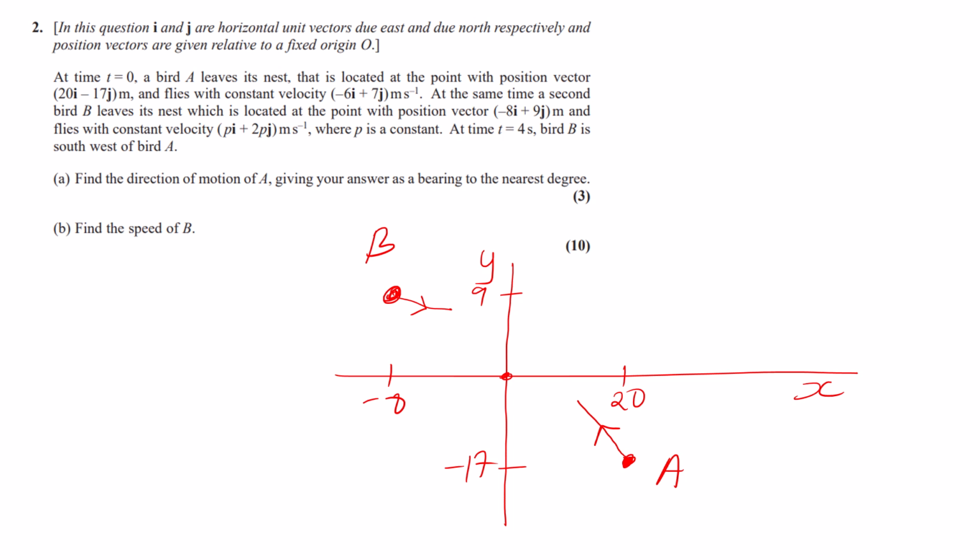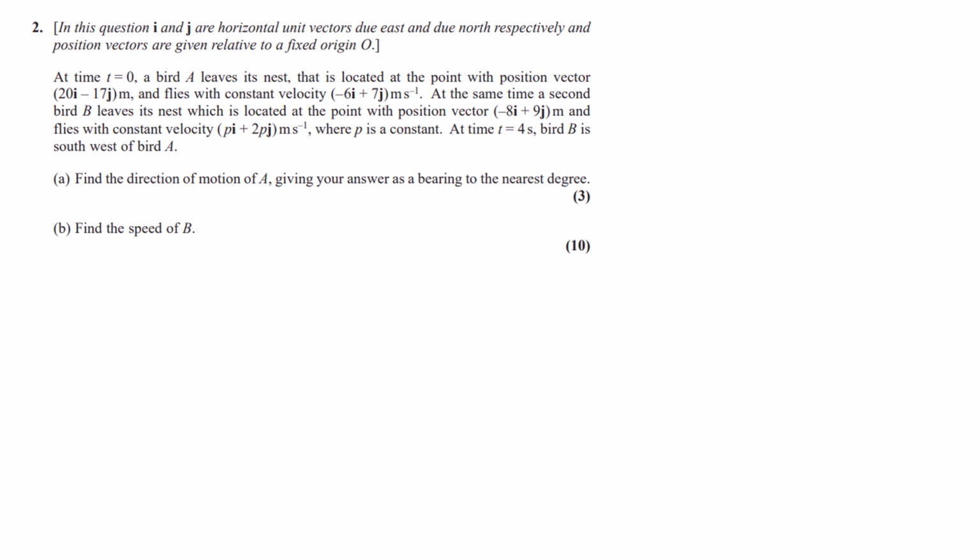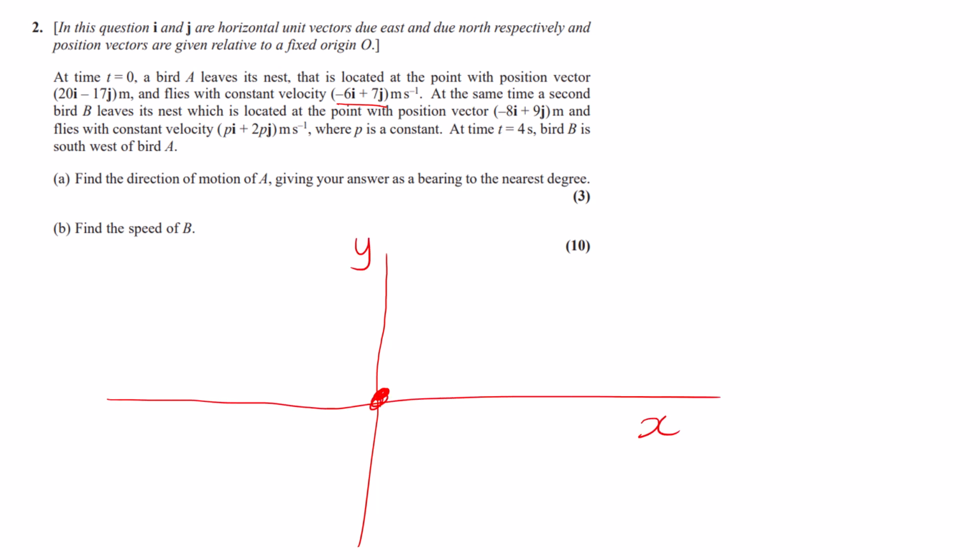It says find the direction of motion of A. Direction is given by velocity vector. So let's look at A. Velocity vector is this. So if I take this point as the start, you can even think of this as the origin. You can take the origin, it's no problem. So this is the x-axis and this is the y-axis. So that means that every 1 second is traveling 6 backward and 7 up.